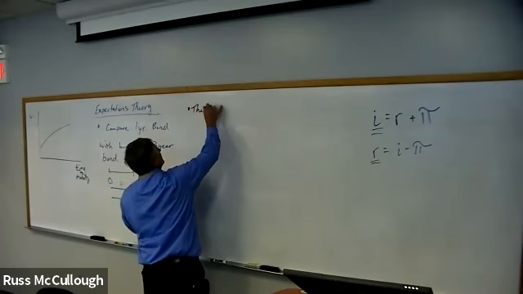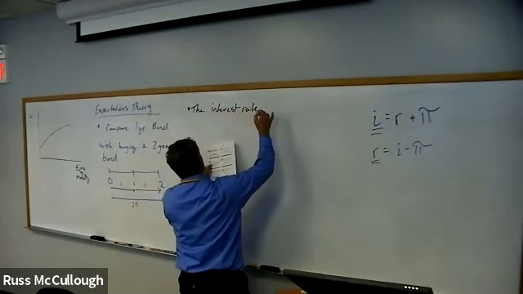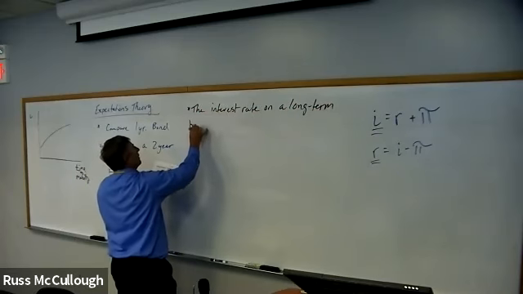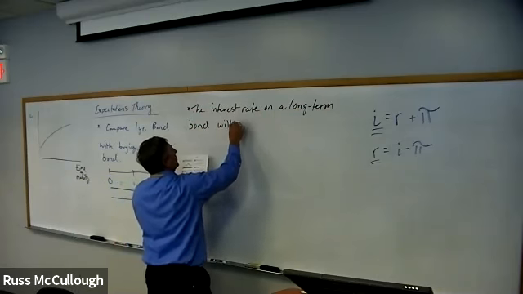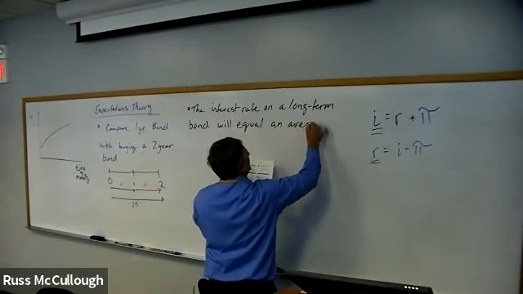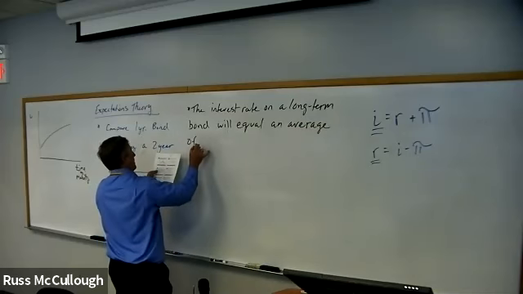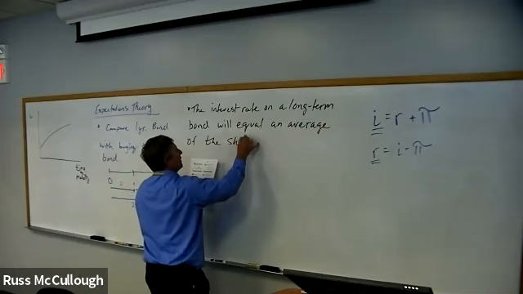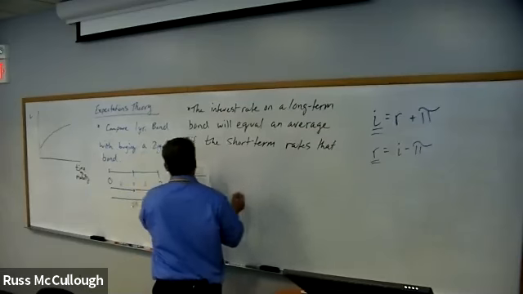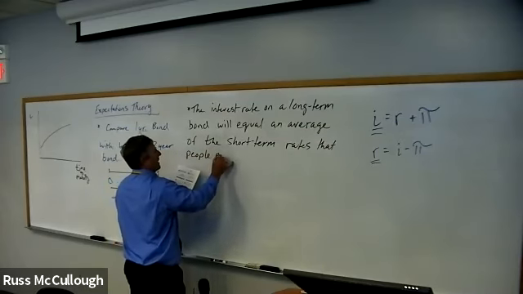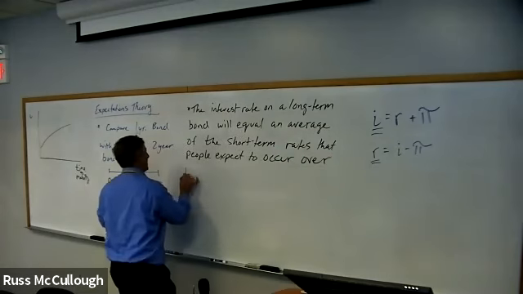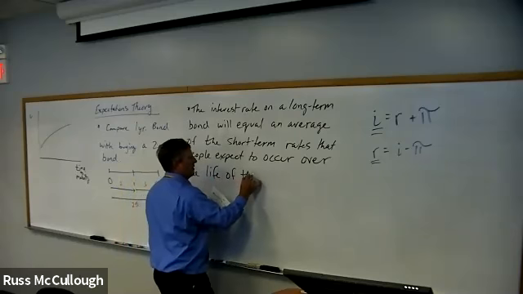The interest rate on a long-term bond, which is our 2-year in our little example, on a 2-year bond will equal an average of the short-term rates that people expect to occur over the life of the long-term bond.